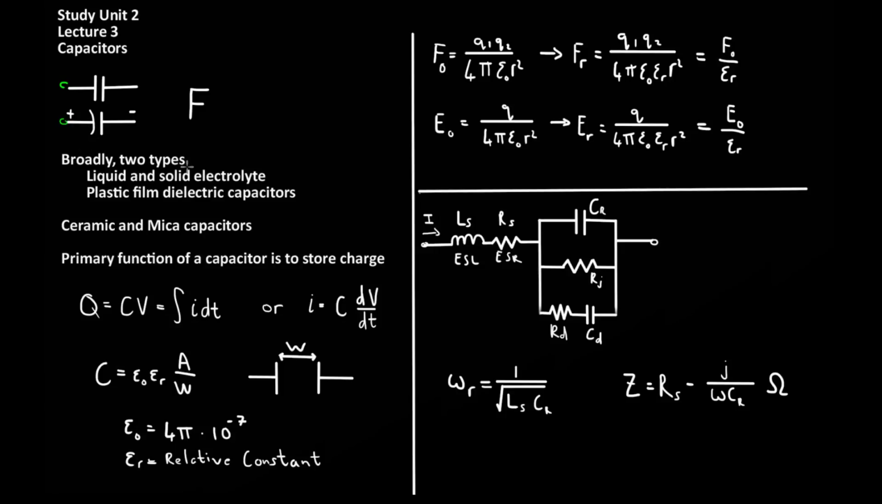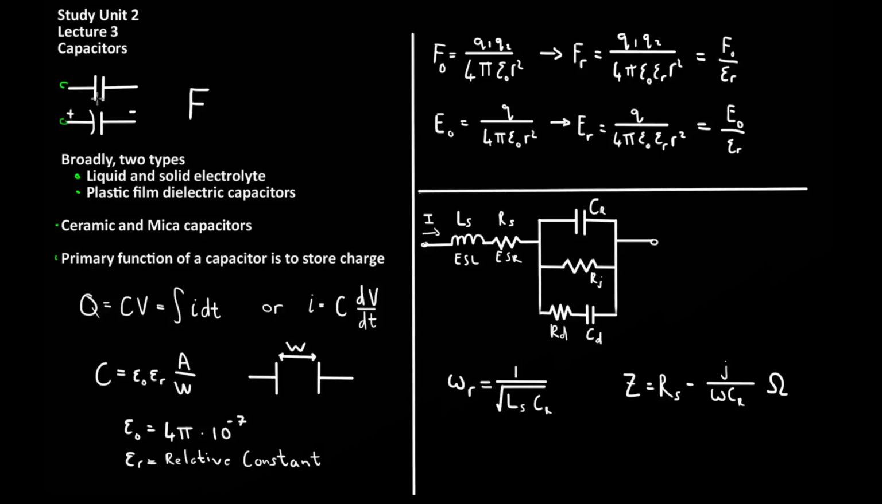In power electronics, there are broadly two types of capacitors. There are capacitors which have a liquid and solid electrolyte, and there are capacitors which make use of a plastic film to create the dielectric layer between the plates of the capacitor. At the end of Lecture 4, ceramic and mica capacitors will also be briefly discussed, but they don't find extensive use in power electronics. The primary function of a capacitor is to store electric charge.